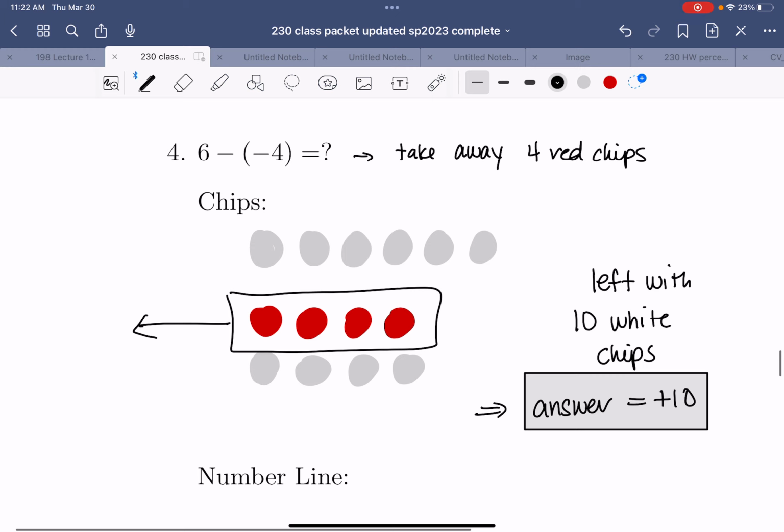Okay, so when we don't have what we need to take away, we put in 0 pairs until we can do it. That's the key thing with chips.